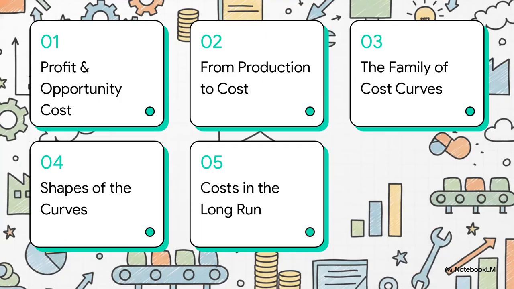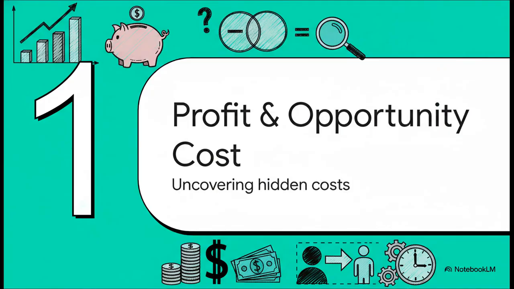All right, here's our game plan for today. We're going to start with profit and this idea of opportunity cost. Then we'll connect the factory floor to the balance sheet. After that, we'll meet the whole family of cost curves, figure out why they have their specific shapes, and then we'll wrap up by seeing what happens to costs in the long run. Let's get into it. So, Section 1, Profit and Opportunity Cost.